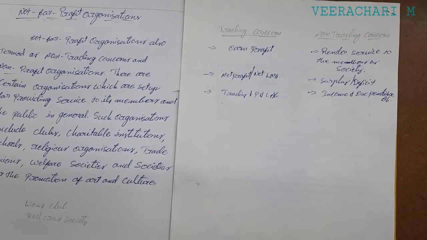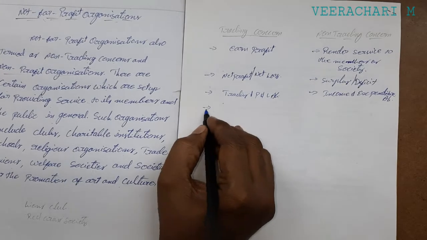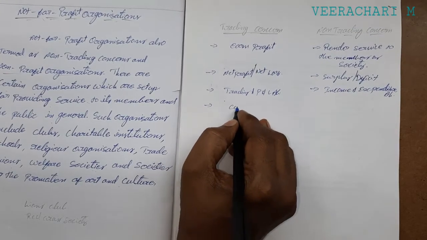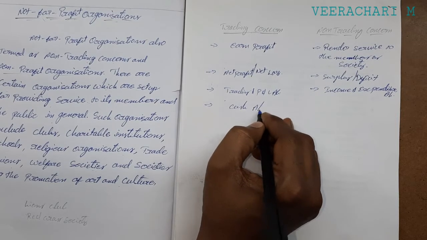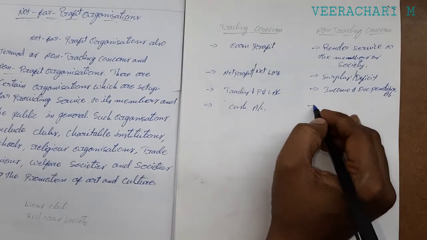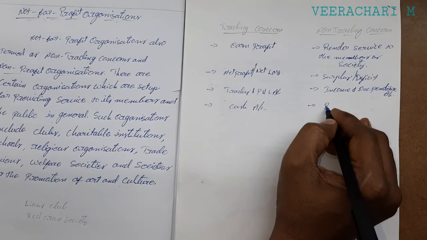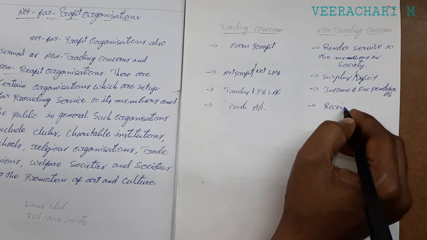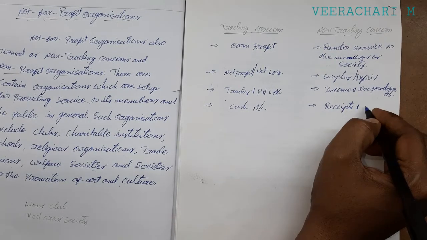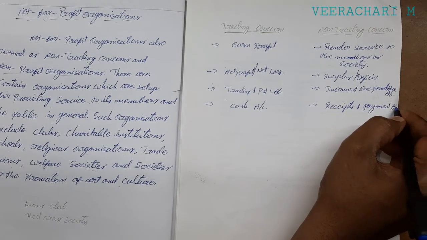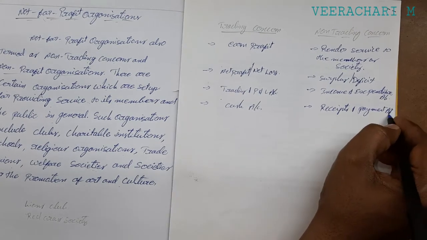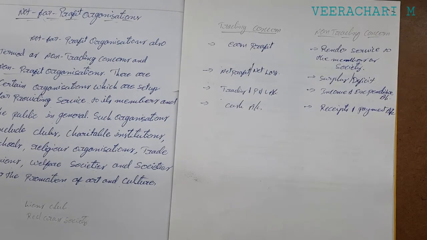In a trading concern business, we have the cash account or cash book. If you come to the non-trading concern business, we call that the receipts and payment account. The name here is receipts and payment account.